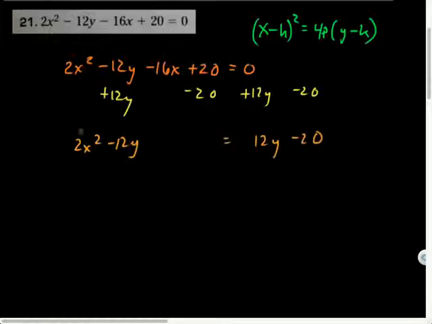Now, I'm going to have to complete the square over here. In order to do that, I have to get rid of the leading coefficient of 2. So I'm going to take not the greatest common factor, but just the leading coefficient.